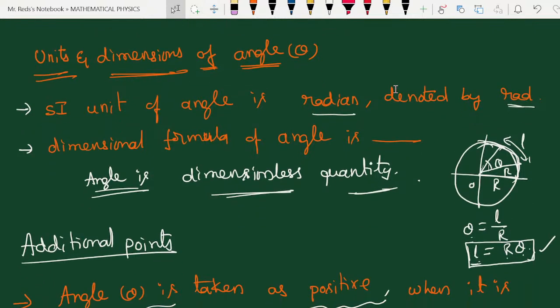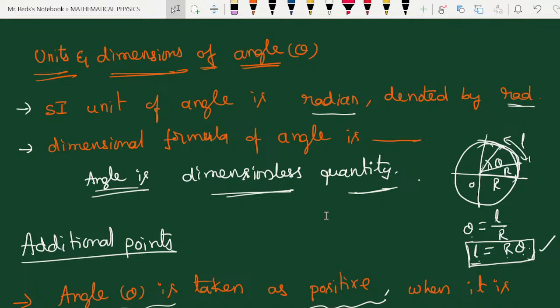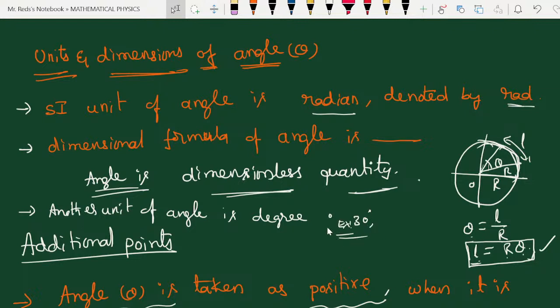Right. So another unit we use to measure the angle is the degree. Another unit of angle is degree, denoted by a small circle symbol, for example 30 degree, 90 degree, like this.